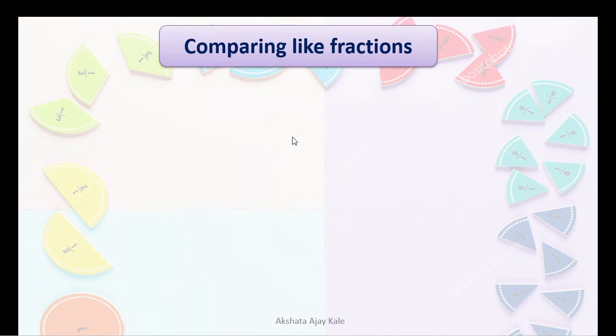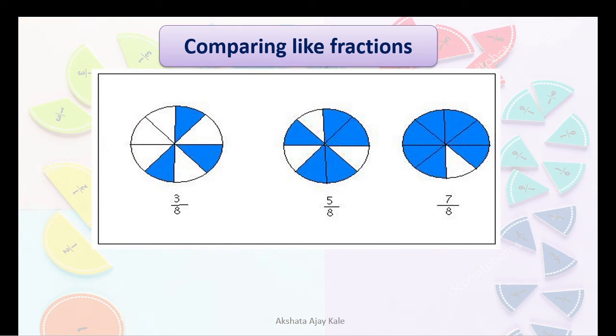Now dear children, comparing like fractions, see this. Three figures are given. First one, in circle, it is divided into 8 equal parts and out of them 3 parts are shaded. Same circle, 5 parts are shaded. Same circle, here 7 parts are shaded. You can observe the shaded portion. Got this? Now we will write which is bigger and which is smaller fraction among these three by observing the shaded part, by observing the figures.